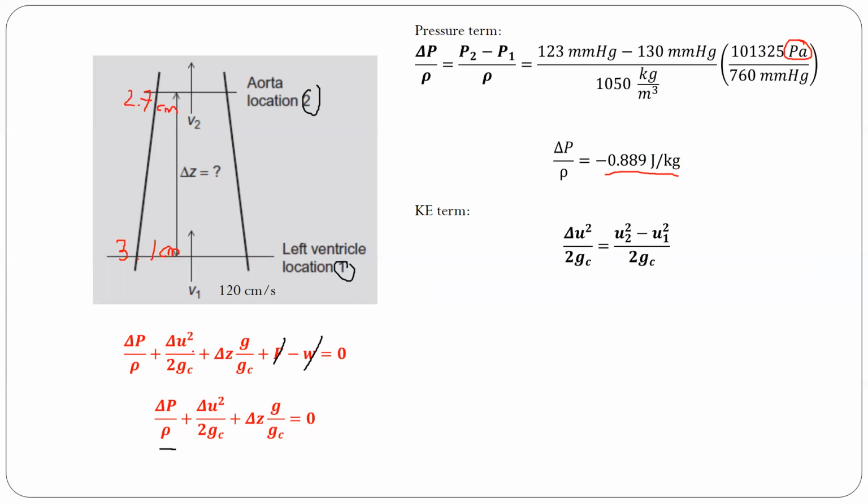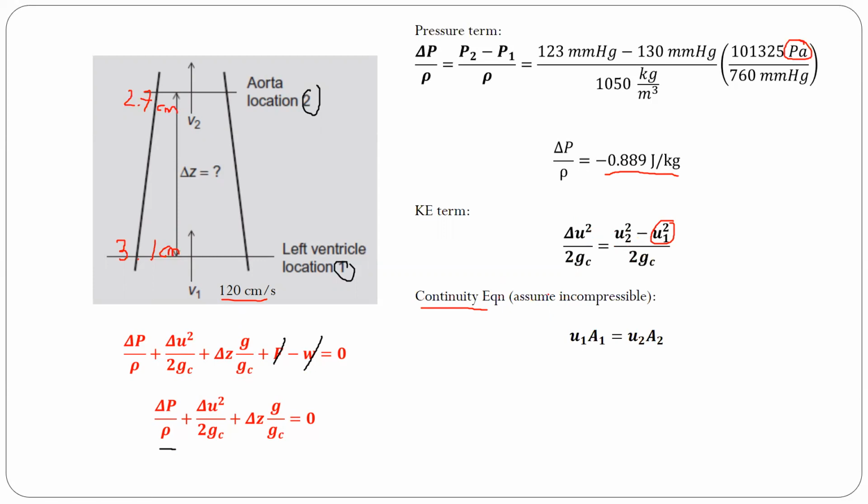Now let's go to the next, the kinetic energy term: delta U squared over 2gc. Delta U squared means U2 squared minus U1 squared over 2gc. We know U1, which is 120 centimeters per second. However, we need to find U2. How do we do that? We can use the continuity equation, again on the assumption that the flow is incompressible. It will always be an incompressible assumption because you're using the Bernoulli equation, or the mechanical energy balance equation.